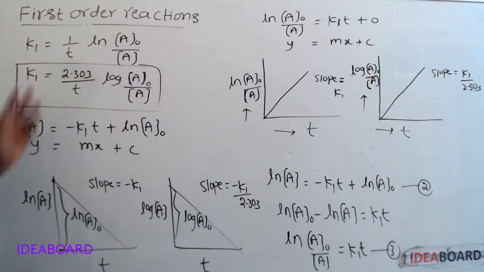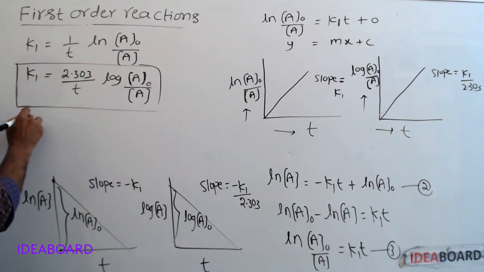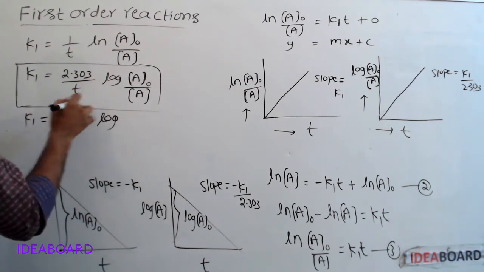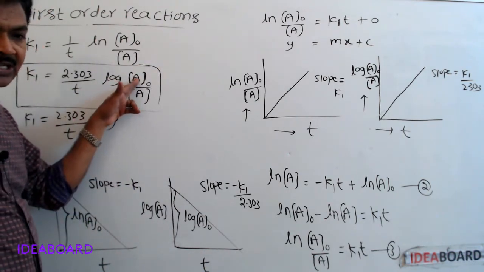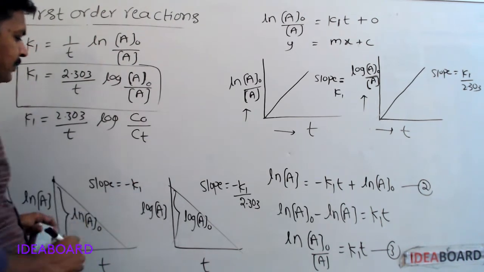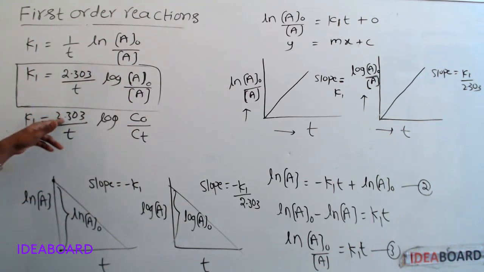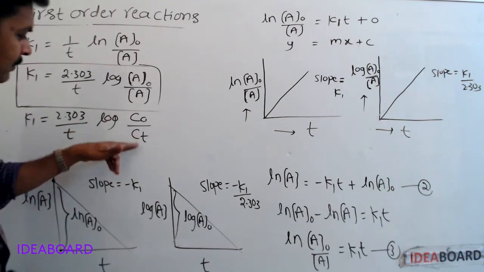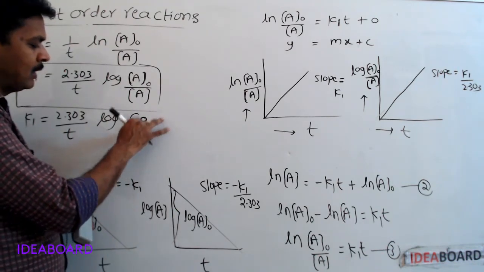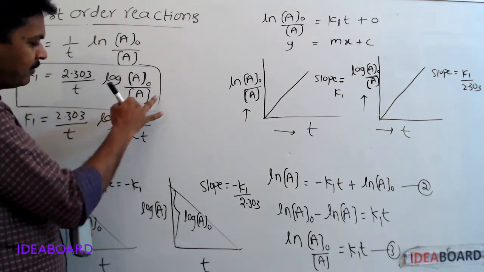Next, this equation we can write in different ways. k1 is equal to 2.303 by t log of a naught, where a naught means the initial concentration of A, divided by a. Instead of this, we can write k1 is equal to 2.303 by t log of C naught by Ct. C naught means the concentration at 0 time, divided by the concentration after some time t. Both have the same meaning. Instead of a naught by a, we can take C naught by Ct also.